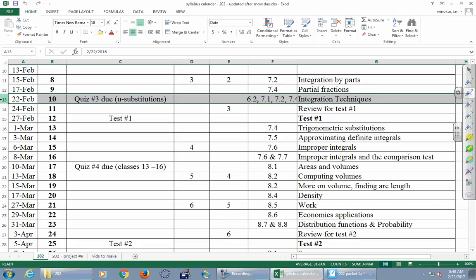Quiz number 3 is due. Go ahead and throw it in the green folder right now in whatever state it's in. I don't take those late. Project number 3 is due coming up on Friday. Also, Friday is the review day for test number 1, which is scheduled for Monday. Any questions on the calendar?